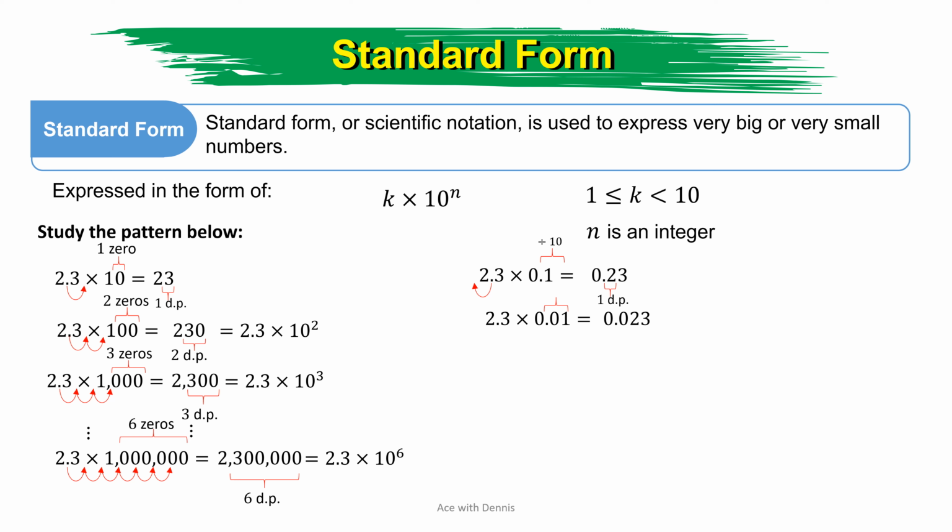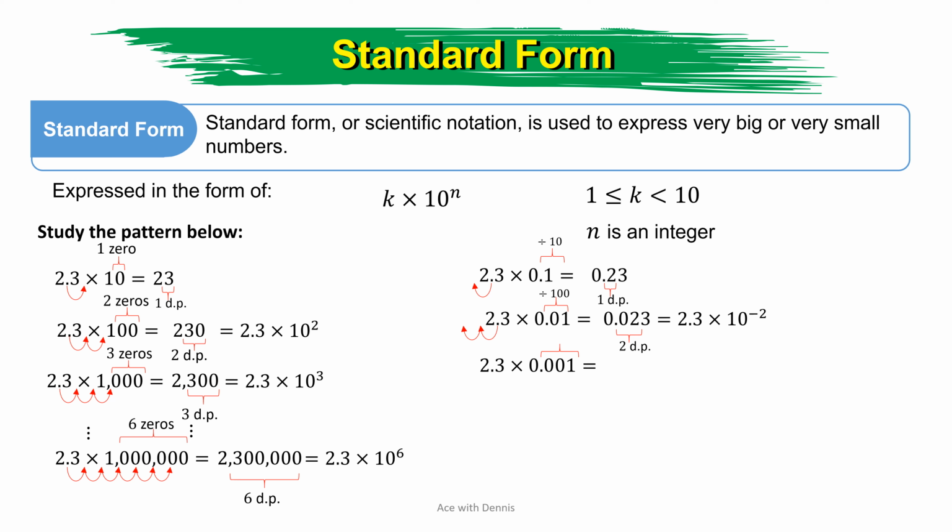How about 2.3 times 0.01? We get 0.023. Why? Because when we multiply by 0.01, it means that we need to divide the number by 100. So in other words, the decimal point at 2.3, we need to move 2 decimal places to the left. Hence, we get 0.023. We also can write 0.023 as 2.3 times 10 to the power of negative 2.